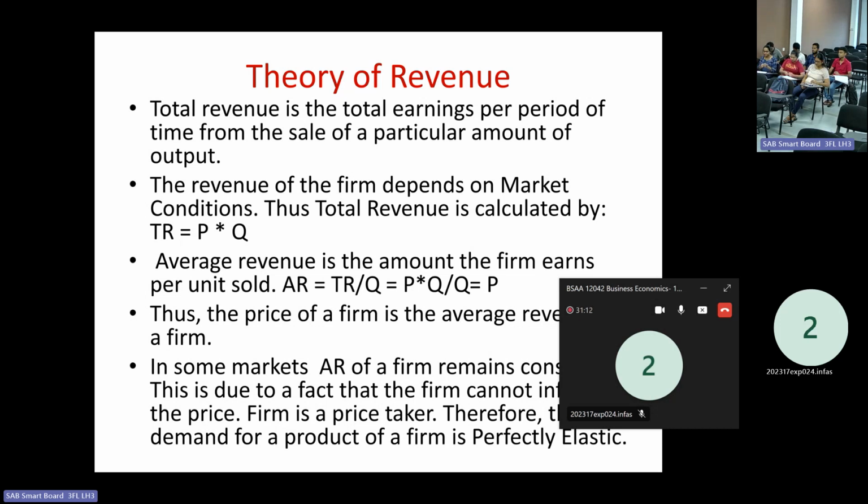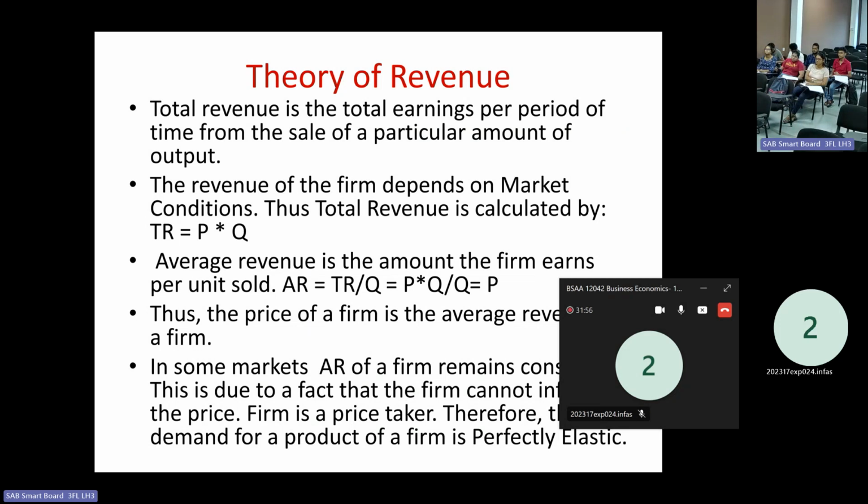Now we are going to talk about revenue. First, I will explain revenue. Simply, revenue is how much firms earn by selling a particular product. That is the earnings, the total earnings per period of time by selling goods and services. Goods and services we call product. That is the revenue.